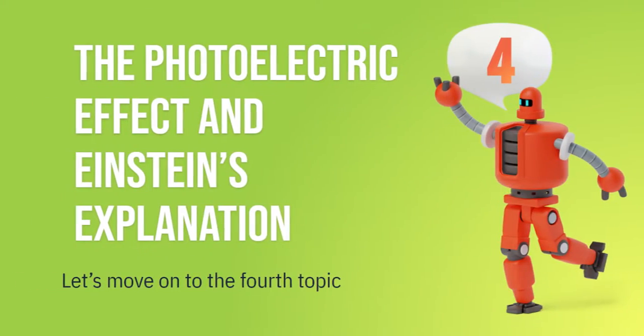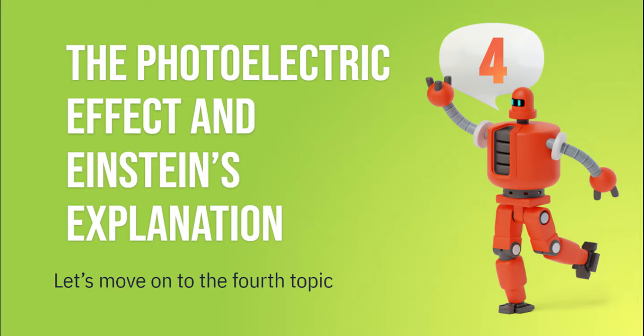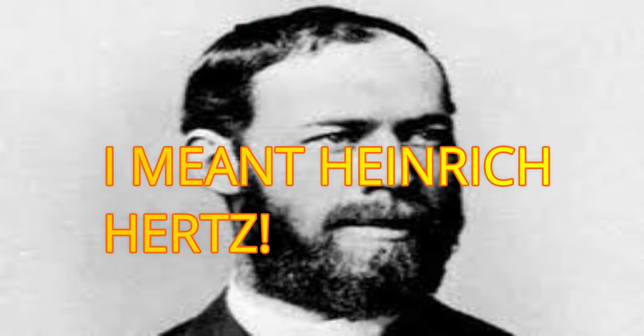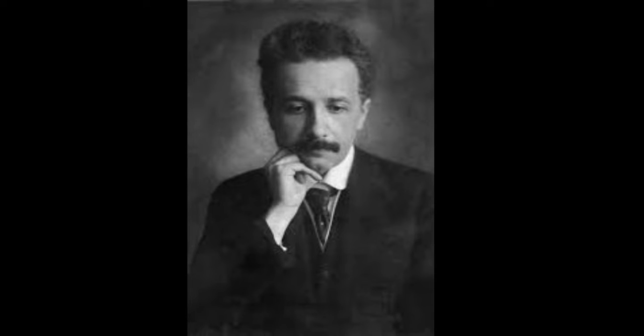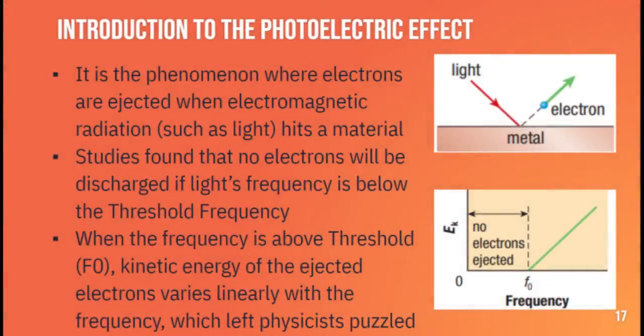The fourth topic of the day is going to be the photoelectric effect and Einstein's explanation. The key person for this topic is Heinrich Hertz, and he was the first person to understand the photoelectric effect. However, Albert Einstein was the first person to fully understand it. Well, the photoelectric effect is the emission of electrons when electromagnetic radiation, such as light, hits a material. The electrons that were emitted are called photoelectrons.